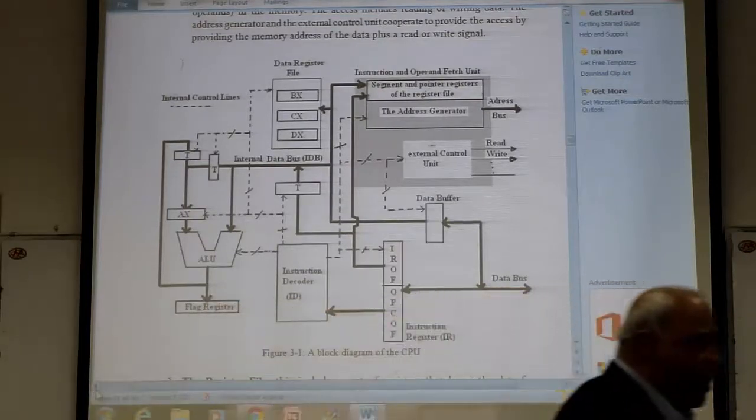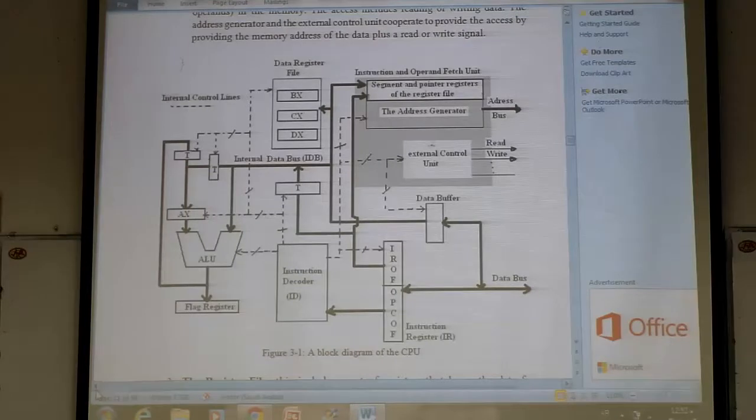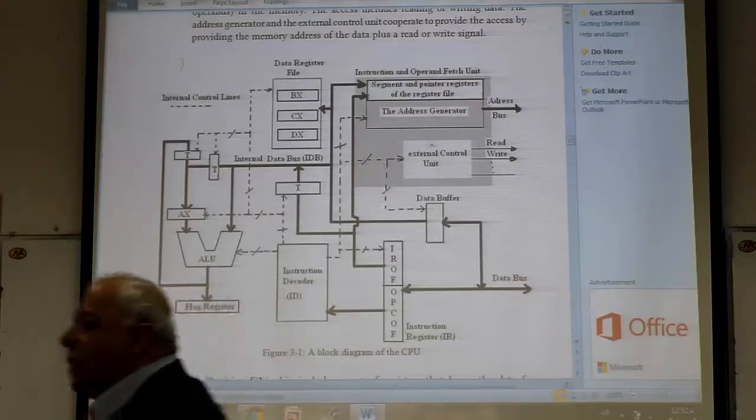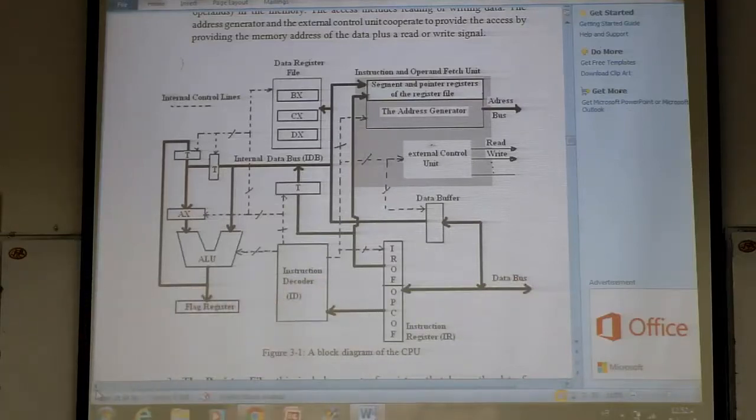You present the address to the memory with a read signal. The decoder of the memory decodes and selects and activates the specified location, which you presented its address.